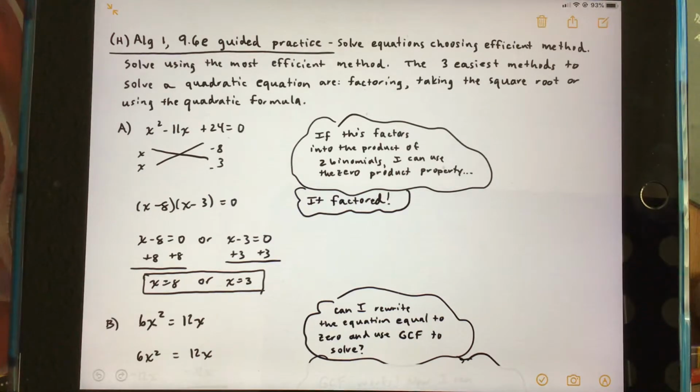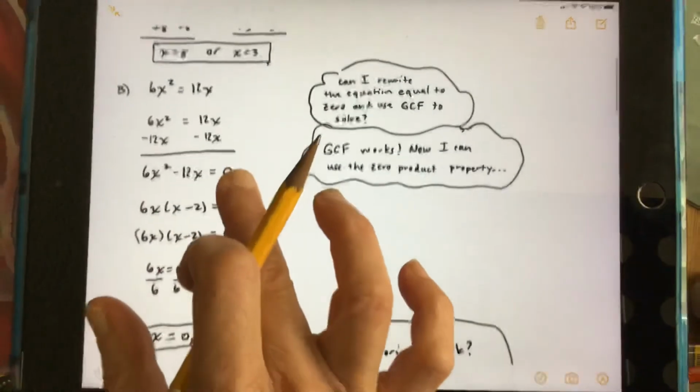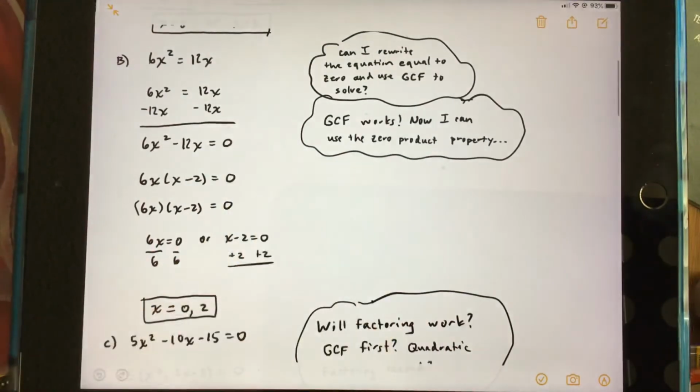So if factoring works, and it does on A, it's a really good and easy technique that you can use to solve a quadratic equation. Let's take a look at B. B will be another equation that we can use to see how factoring can easily solve a quadratic equation. 6x squared equals 12x. So I'm asking myself, can I rewrite this equal to 0 and use factoring? And the answer is yes.